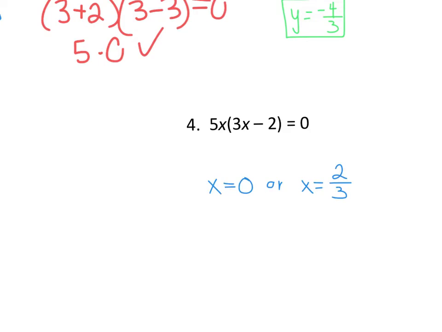All right, hopefully you got these 2 answers. X is gonna equal either 0 or 2/3. Remember, leave your answers as 2/3. Don't write that as 0.6. You're not going to have a calculator for most of the first semester, so I think it's just better to leave your answers as fractions.